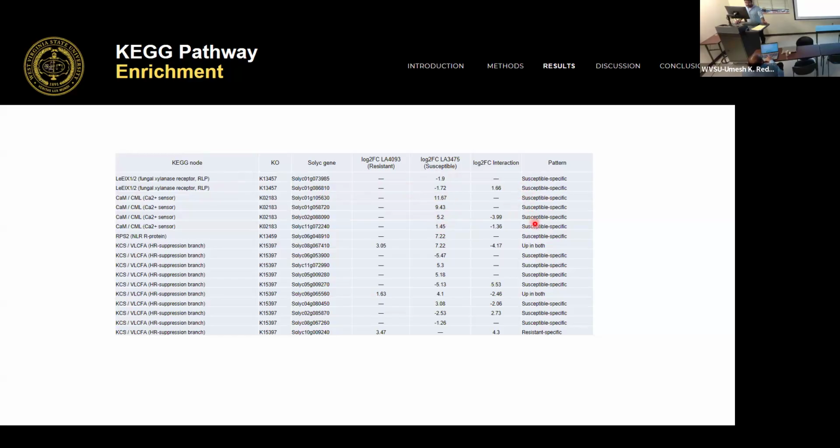Mostly, these are susceptible specific. That means that only the susceptible parent expresses them to a level that is above the threshold, except for one, that is this KCS. I told you, the long fatty acid chain forming gene. It has shown to be resistance specific. Basically, it is much more expressed in the resistant and not significantly expressed in the susceptible one. And these are all the genes, like the CAM receptor and the genes associated with them, and other receptors such as RPS2 and KCS.